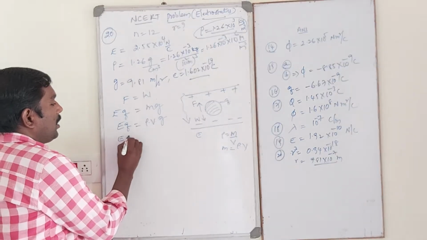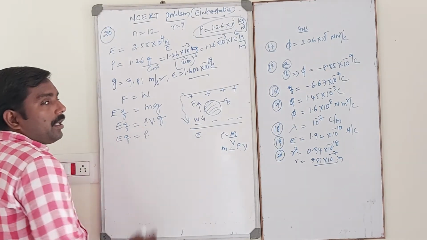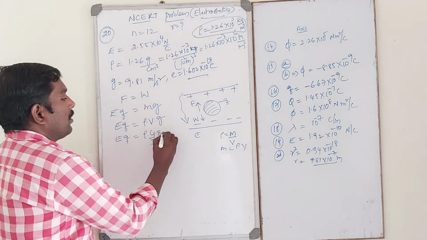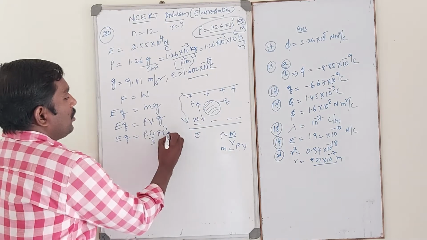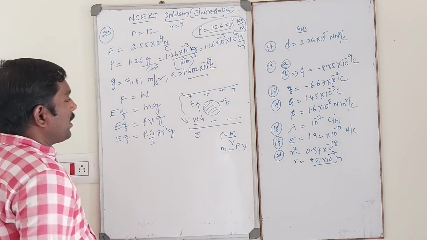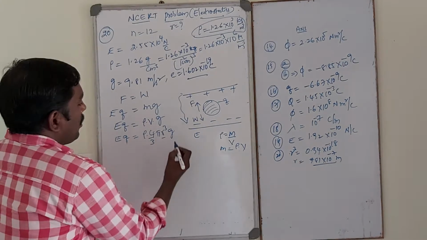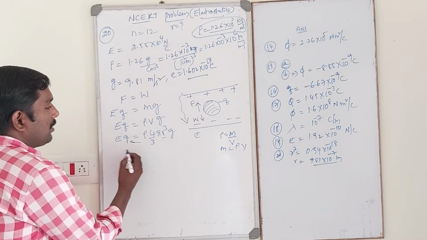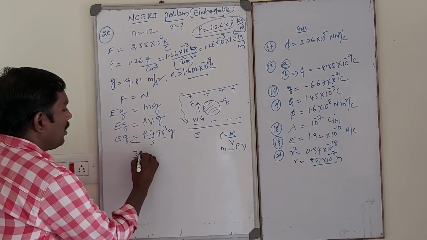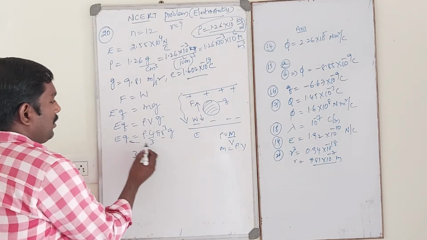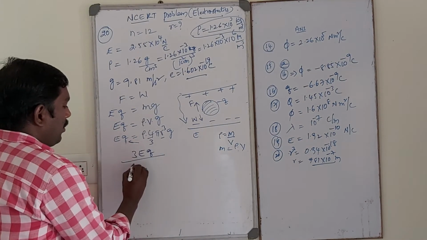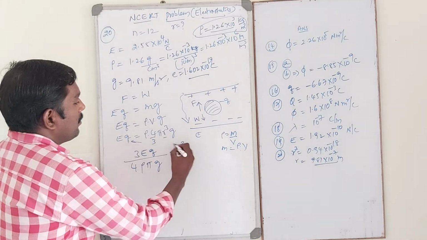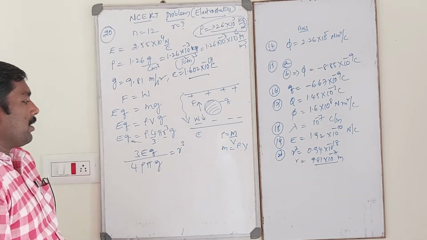Okay. So EQ is equal to rho. What is the value of V? Volume of the sphere, 4 by 3 pi r cube, into g. g is the acceleration due to gravity. Okay, students, we calculate the radius R. So on cross multiplication, students, 3 EQ divided by 4 rho pi g is equal to R cube.